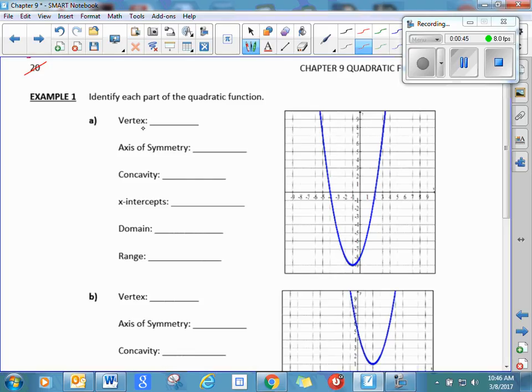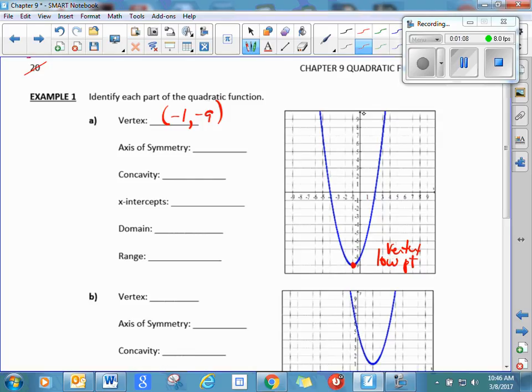But the vertex here is a low point. It's right here. It's a low point. And we can write it with the ordered pair. And where are we at? -1, -9. So you can just write it like that.